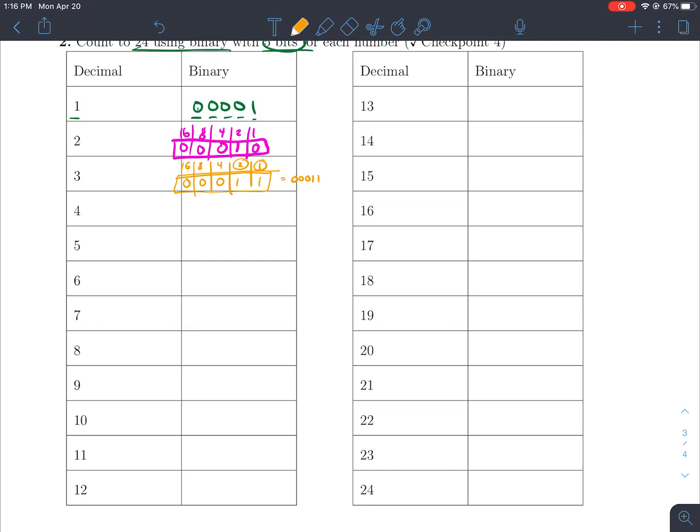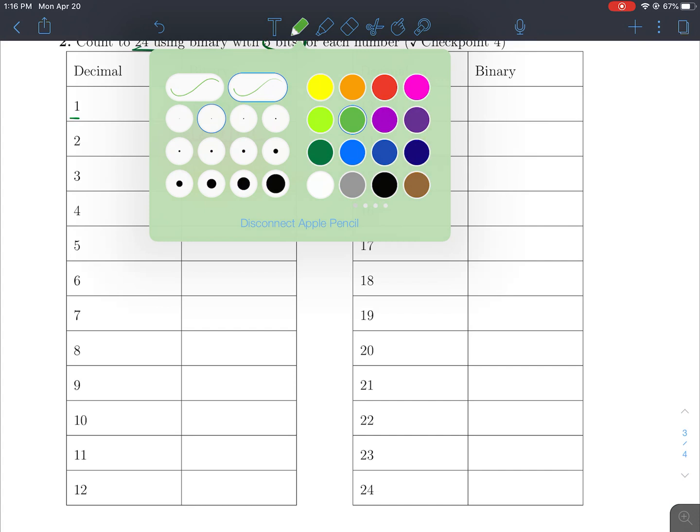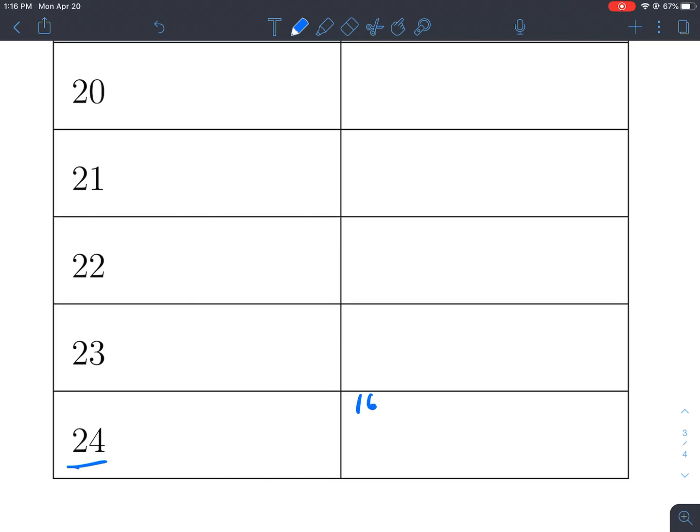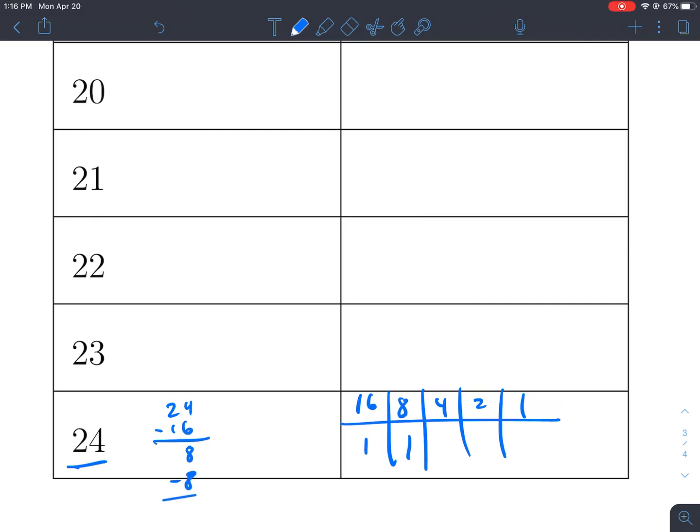So please complete the rest of this for your checkpoint 4. To help you out with your final answer, when you're done, you can check 24. If we do that one: 16's place, 8's place, 4's place, 2's place, and 1's place. To make 24, we need 1 16. 24 minus 16 leaves us with 8. We need 1 8, and that takes care of the 8. And so then we have 0 4s, 0 2s, and 0 1s. So if we have 1 16 and 1 8, that's 24. So in binary, the number 24 is 11000.